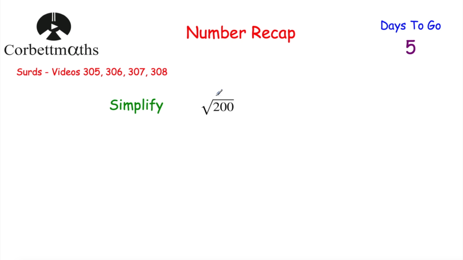Also, you may need to simplify surds, so we may be asked to simplify something like the square root of 200. And to simplify a surd, just consider the biggest square number that's a factor of that number. So the biggest square number that's a factor of 200 would be 100. So we'd split this up into root 100 multiplied by root 2. And the square root of 100 is 10, so that would be 10 root 2.